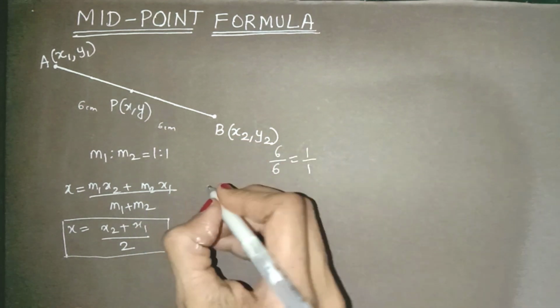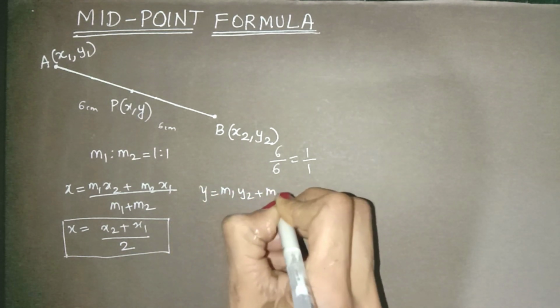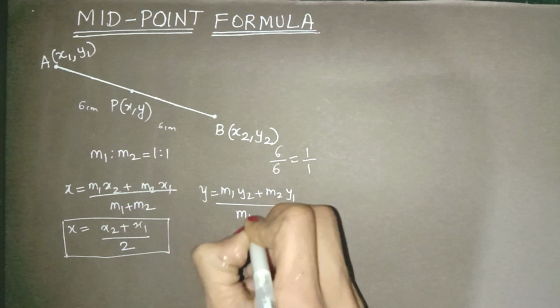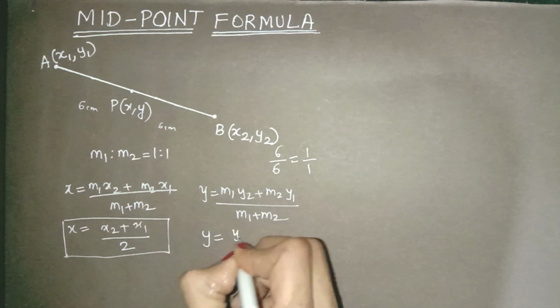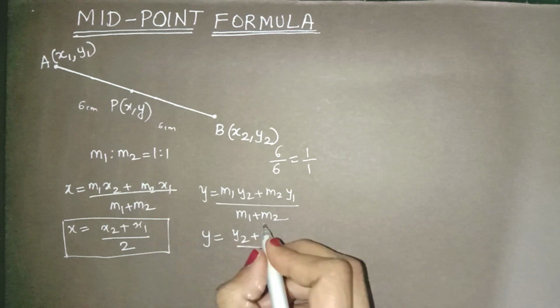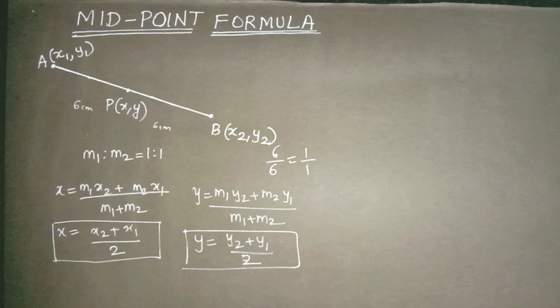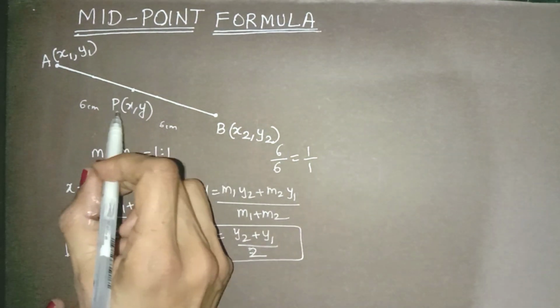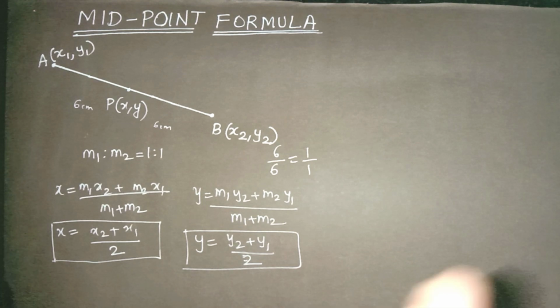Now shall we see what happens to the y coordinate? Yes, y is m1 y2 plus m2 y1 divided by m1 plus m2. Again m1 and m2 are 1, so it will be y2 plus y1 divided by 1 plus 1, which is 2. See, the midpoint formula is even easier than the section formula. You just have to add the y coordinates and divide by 2, add the x coordinates, divide by 2, and you get the coordinates of that midpoint. Very easy, friends. So let's quickly do a question based on this.